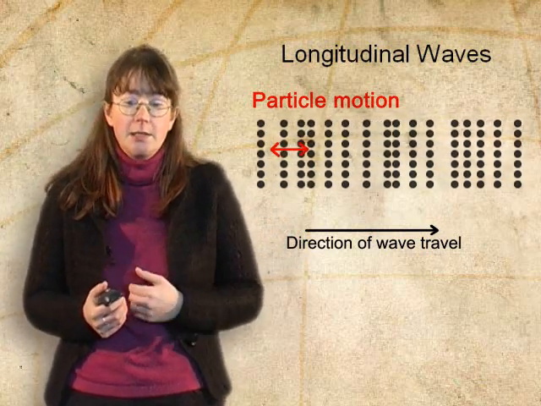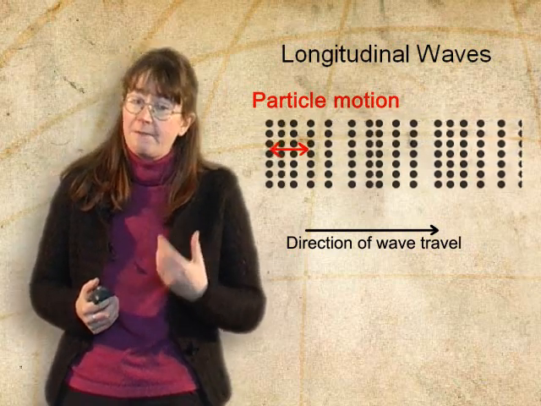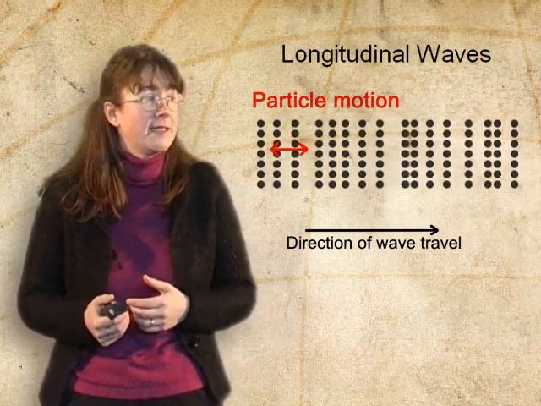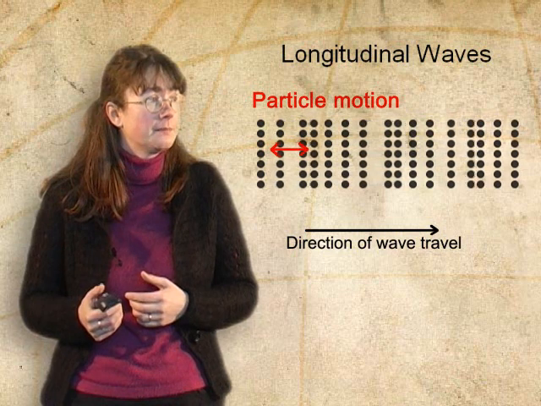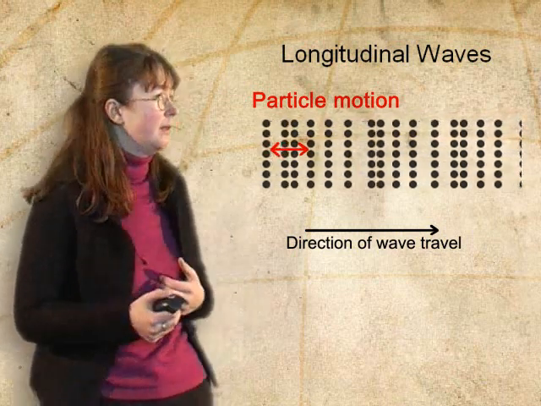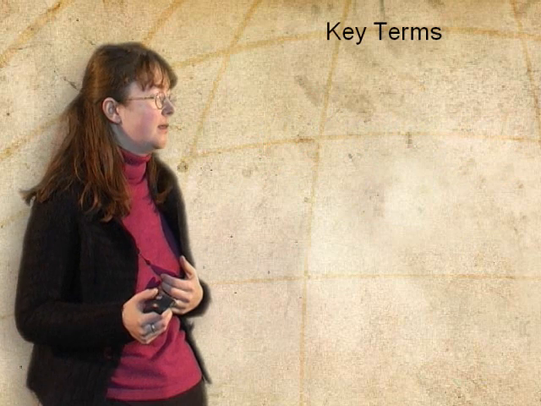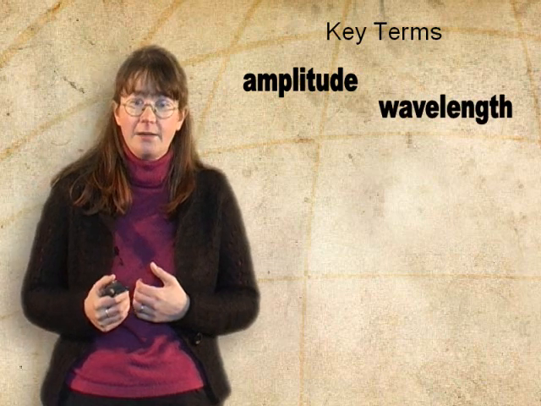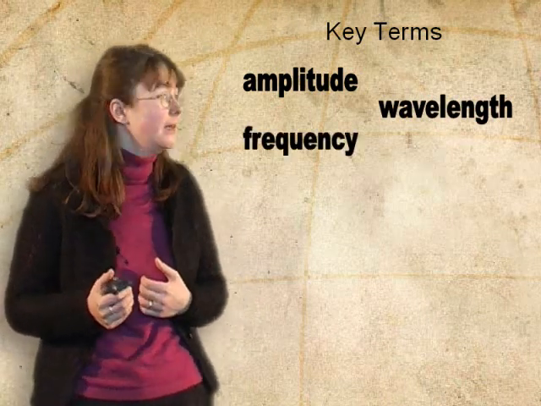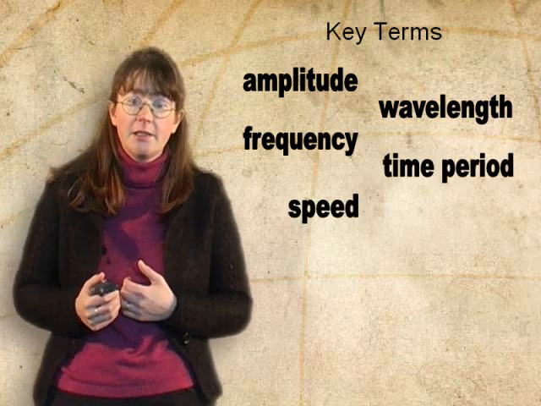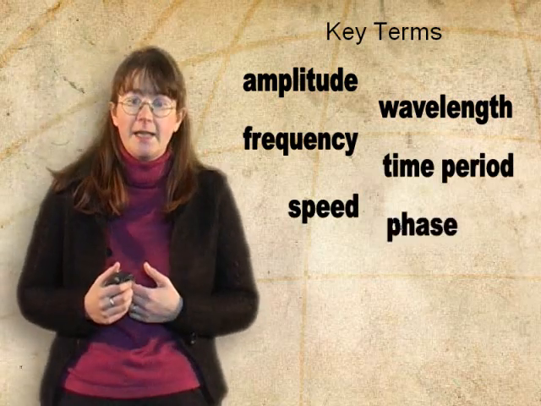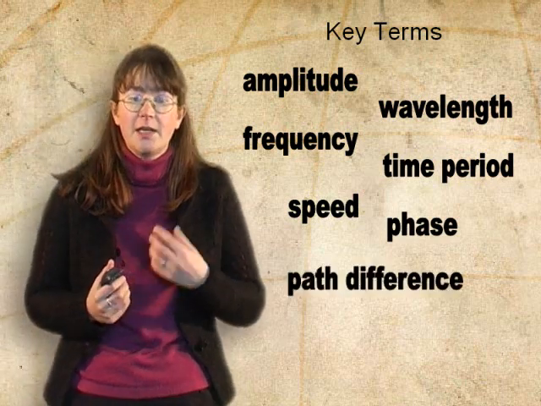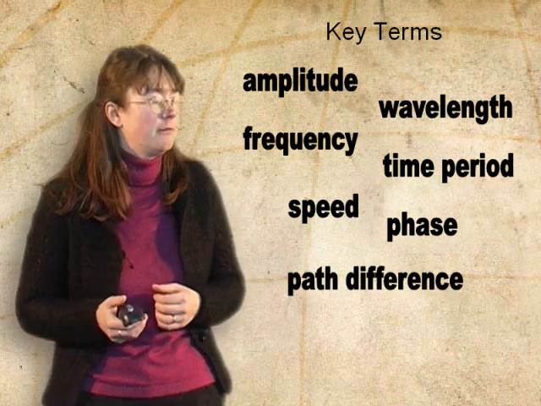Okay. Now, you'll need to be able to define certain key terms, most of which are going to be familiar to you from GCSE science. So let's have a look at different waves. So here are some of the key terms you need to know. There's amplitude, wavelength, frequency, time period, speed, and phase. And then phase you won't have come across, and also path difference. Again, you won't have necessarily come across that.